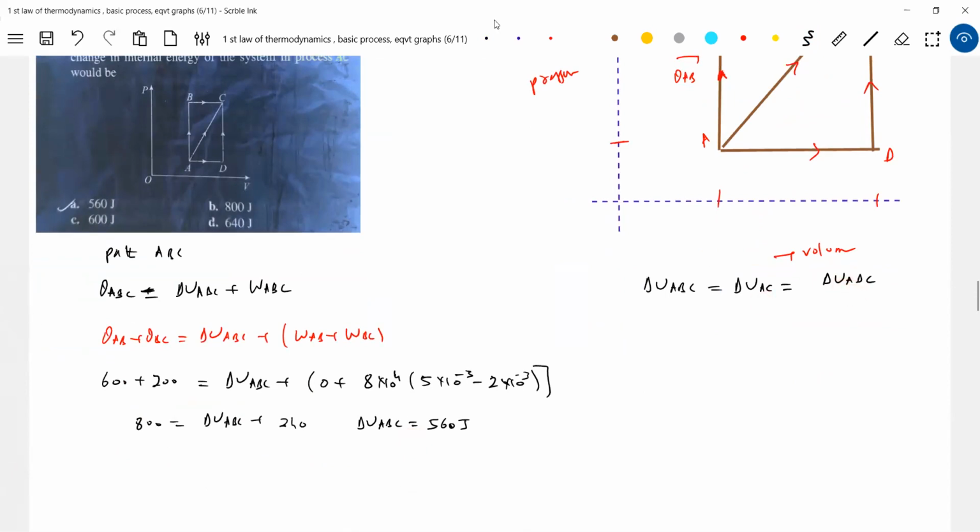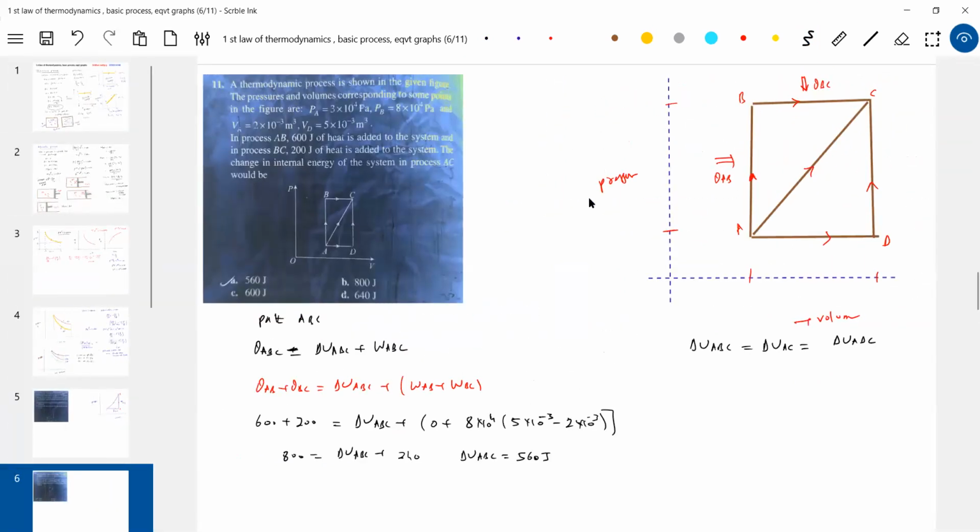You can also calculate the heat absorbed in QAD. This problem you can continue further. So with this, what is the conclusion we can make? Okay, I'll write it here only.